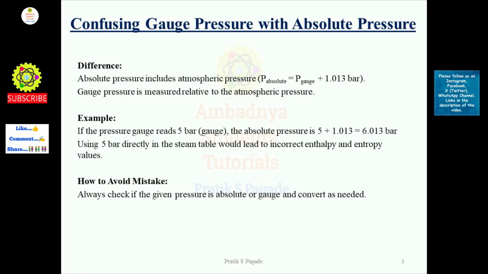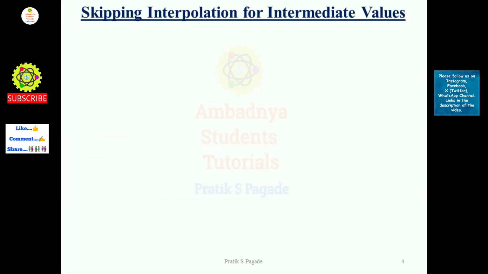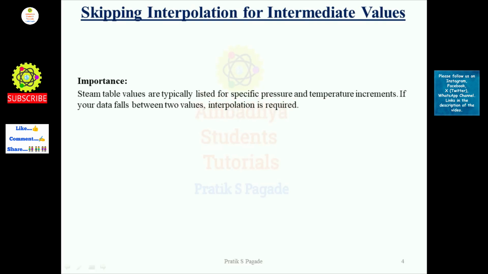Okay, so further, see skipping interpolation for intermediate values. It is very important, students. Importance: steam table values are typically listed for specific pressure and temperature increments. If your data falls between two values, interpolation is required. So if pressure and temperature values in the steam table are given for specific values, and your data lies between those values, then interpolation is required.